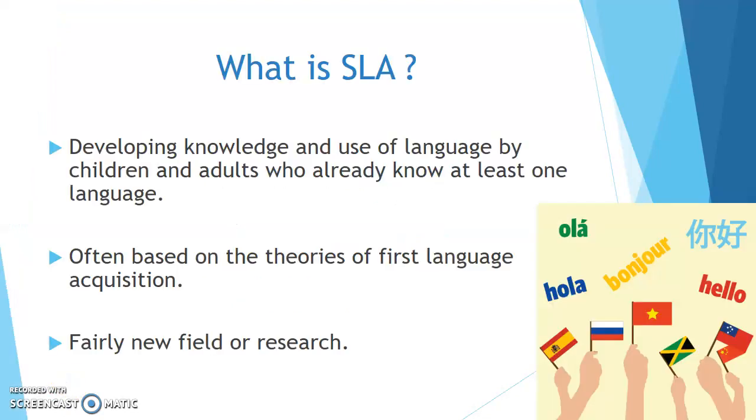So the first thing I wanted to talk about is what is SLA. SLA is developing knowledge and use of language by either a child or adult who already knows at least one language. The first language is referred to as L1, and any additional languages are referred to as L2.